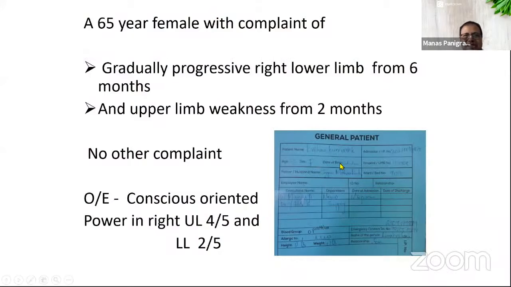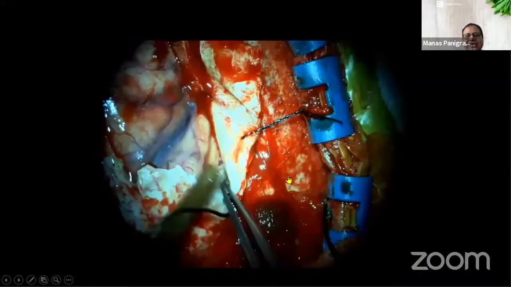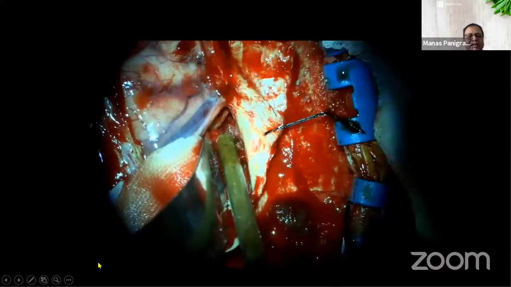Now this was another lady, a 65-year-old, who came with progressive right lower limb weakness for 6 months and upper limb weakness of 2 months, and she had a parasagittal meningioma in the motor cortex. So we did a parasagittal craniotomy and then excision of the tumor.